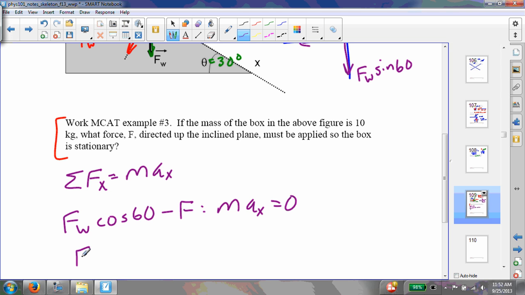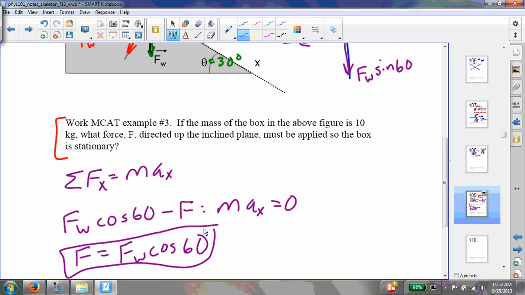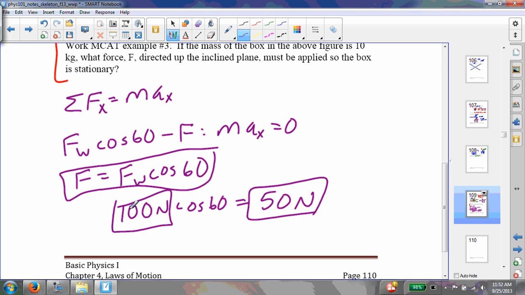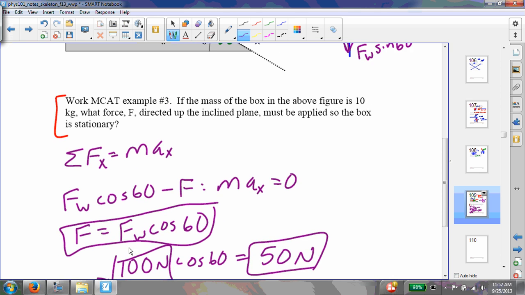So I can solve for F, and F has to equal Fw cosine 60 in order for this to remain stationary. It's 10 kilograms, so we'll call that 100 newtons times the cosine of 60, which is equal to 50 newtons. Notice this 100 newtons, let me just point that out. I just said M times G: 10 kilograms, and then I used 10 meters per second squared, just rounding up that 9.8. So that's 50 newtons.